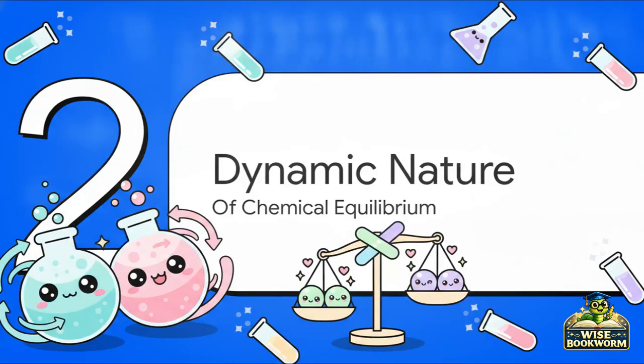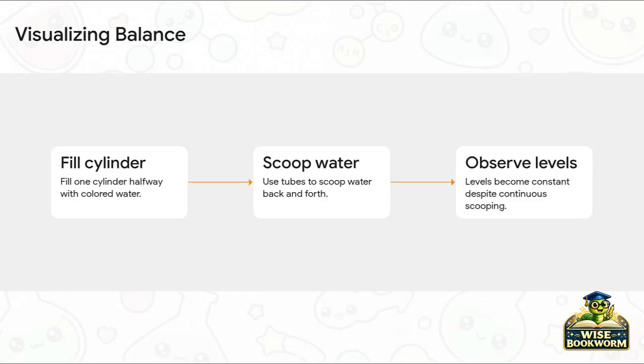Section 2. Dynamic nature of chemical equilibrium. Okay, let's dive into this and try to visualize this invisible process. I want you to imagine two measuring cylinders. You fill one halfway up with colored water, and you just leave the other one totally empty. Now, take two glass tubes that have the exact same diameter. You dip one tube into the first cylinder, cap it with your finger to trap the water inside, and transfer it over to the second empty cylinder.